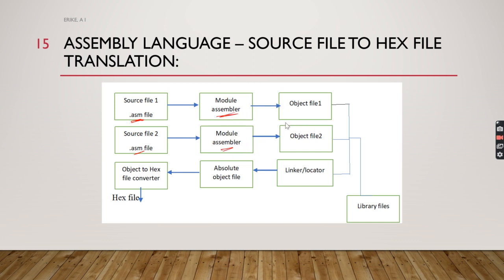And when this assembler operates on the source file, it will create an object file. But this particular object file is not what you actually convert. This object file flows into the linker and locator, which combines it together to create an absolute object file. So the object to hex converter now operates on this and then creates a hex file. Of course, there is an input of the libraries in it.